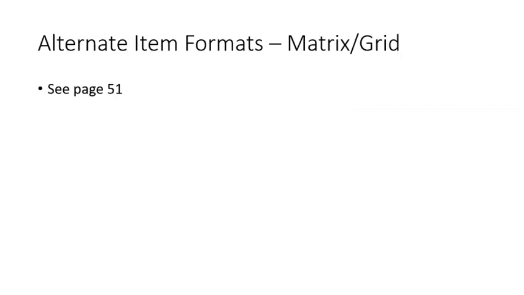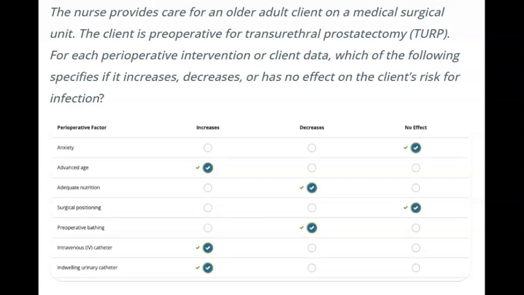All right, your textbook has an example of a matrix style question, but we'll pull one up also to look at. So here's an example of a matrix style question. You have your question, it's giving you a scenario. In this case, you have a post-op patient, and it's asking you which of the following indicates an increase, decrease, or has no effect on a client's risk for infection. So like the patient having anxiety has no effect on the risk for infection. Advanced age increases the risk of infection due to decreased immunity with aging. So this is one example of a matrix style question.